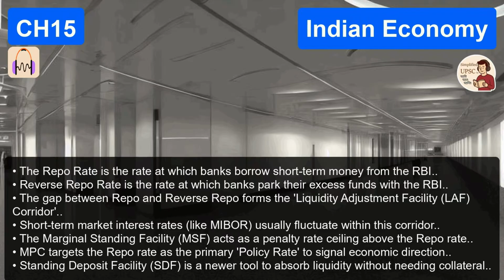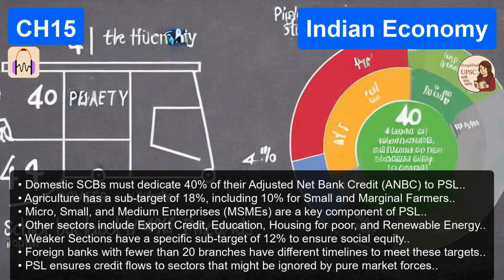Exactly. And if they want to suck liquidity out, they sell securities. The banks give the RBI cash to buy the bonds. Cash leaves the system and interest rates rise. Simple and effective. But the real headline grabber, the number that flashes in red on every business news channel, is the repo rate. This falls under the LAF, Liquidity Adjustment Facility.